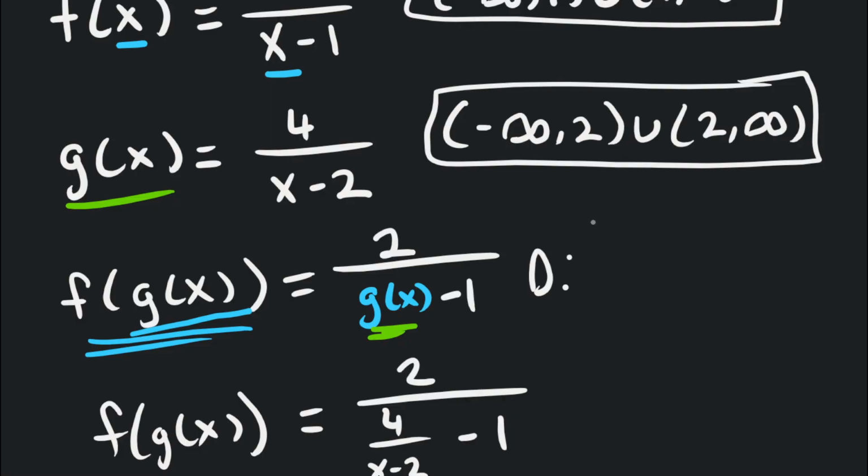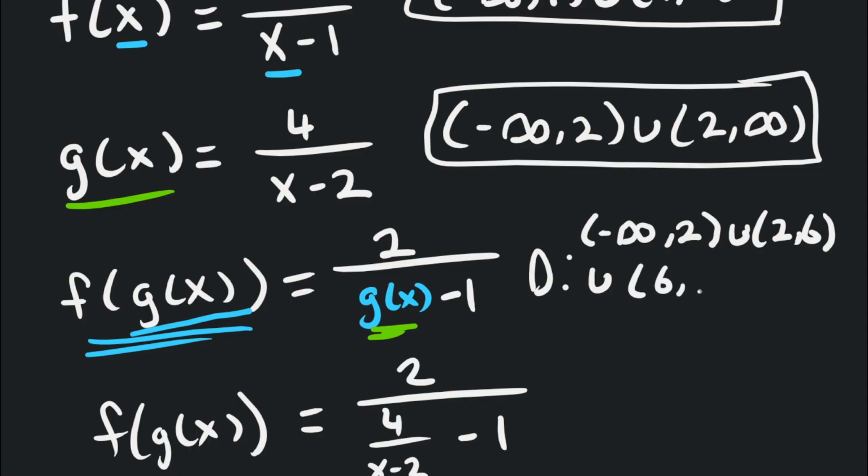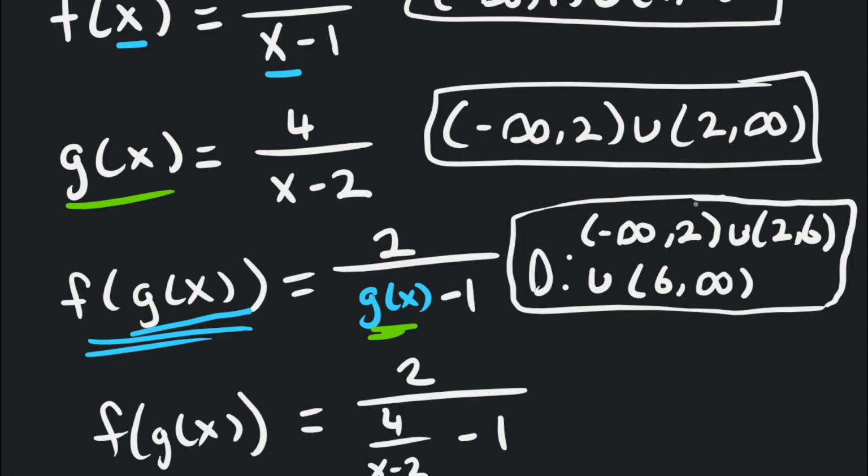So how that would be written, it would go from negative infinity all the way to 2, but not including 2, so we'll use the parentheses, union every number between 2 to 6, parentheses, and then another union, every number from 6 to infinity, parentheses. And that is the domain of f of g of x. And that's how we find it for this composite function.